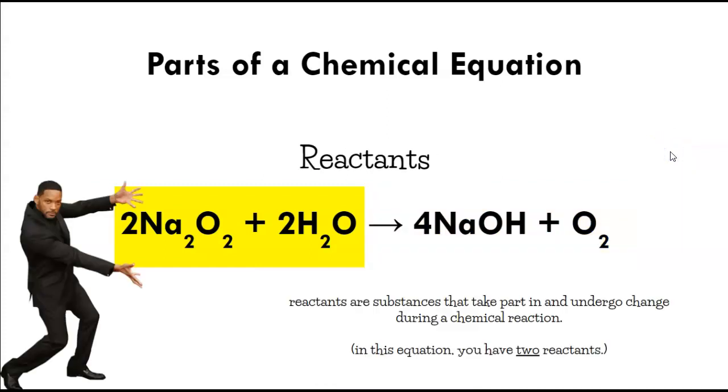The left side of the chemical equation is known as the reactant side. It includes all chemical formulas on the left side of the arrow. Reactants are substances that take part in and undergo change during a chemical reaction. So if you have baking soda and vinegar, the reactants in that chemical change are baking soda and vinegar. So in this chemical equation, in this reaction, we also have two reactants. This isn't baking soda and vinegar, it's water and something else, but still two reactants.